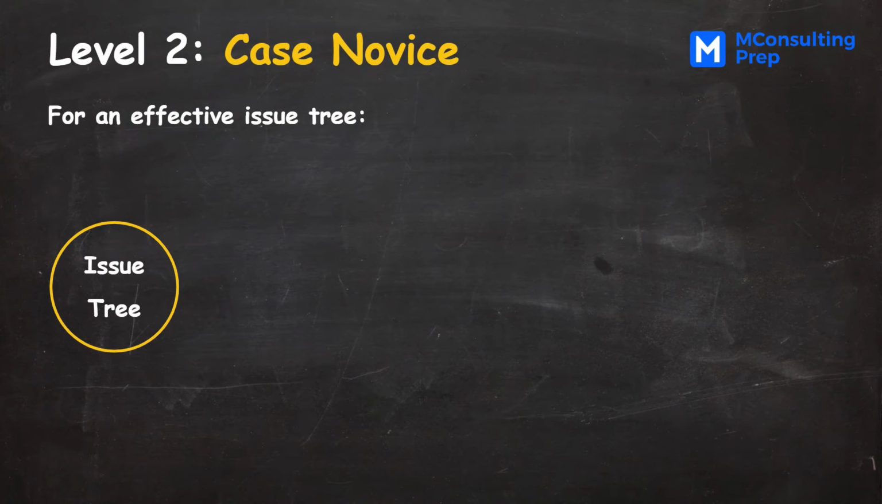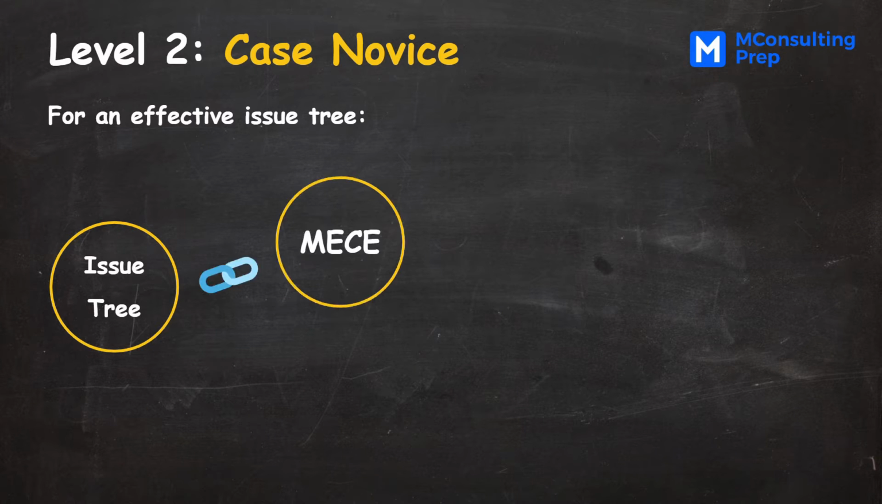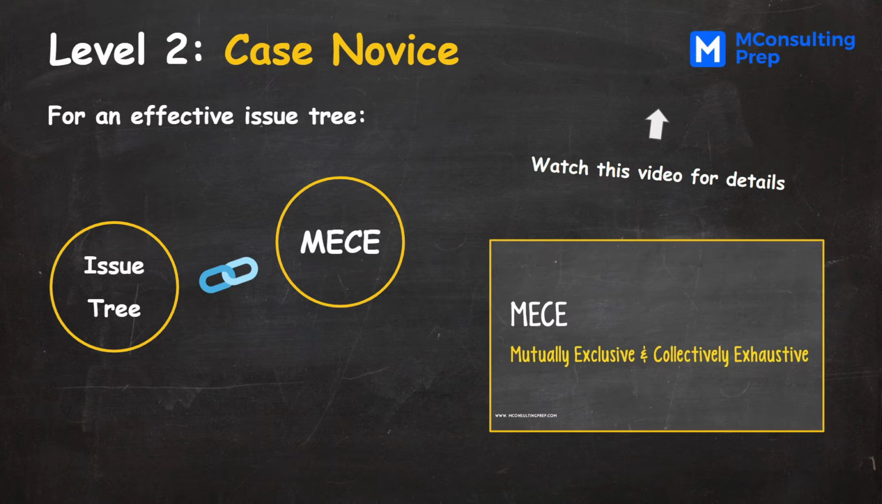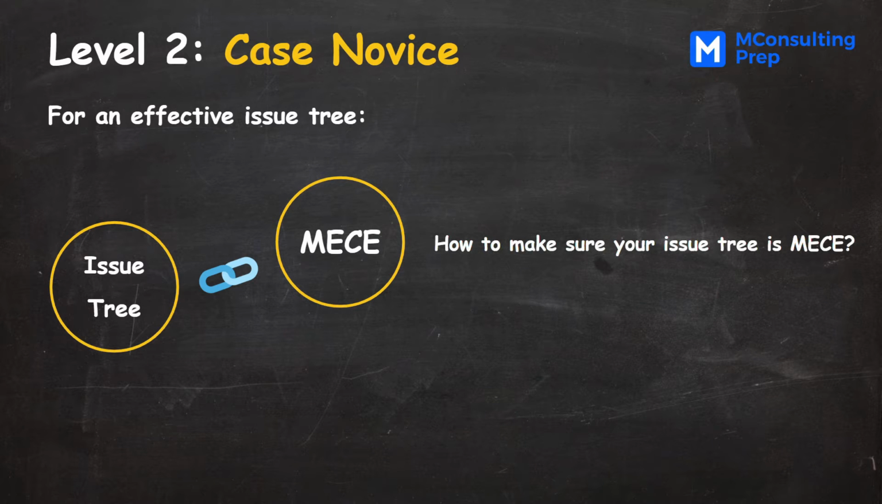For all of these to work, the said zones must not overlap with one another, and there should be no leftover area. The consulting term for that is MECE, mutually exclusive, collectively exhaustive. Watch this video for a deep dive into MECE. How to make sure that our proposed issue tree is always MECE, or even how to come up with an issue tree in the first place.